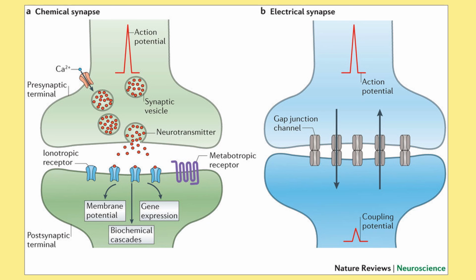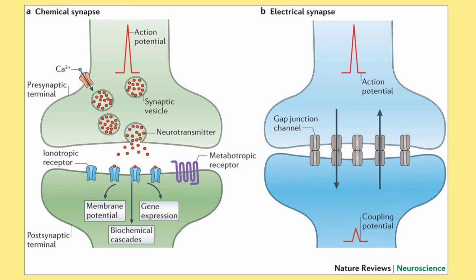Rather, the plasma membranes of the two cells, the presynaptic neuron and the postsynaptic neuron, their plasma membranes are physically joined together by a type of cell junction called a gap junction. And these gap junctions are fluid-filled tunnels. So the cytosol of one cell is directly linked to the cytosol of another cell. So if you're a sodium ion in the cytosol of the presynaptic cell, you can easily diffuse through the gap junction into the cytosol of the postsynaptic cell.